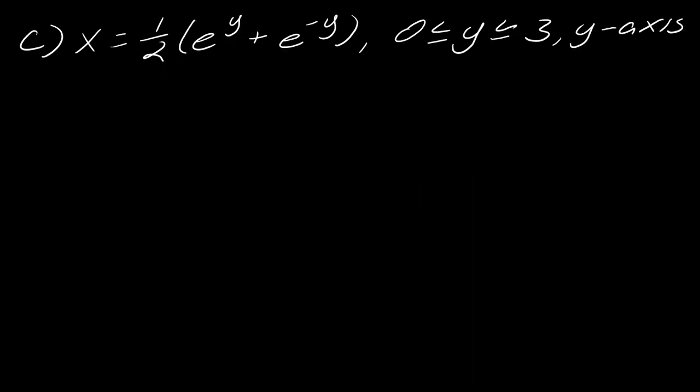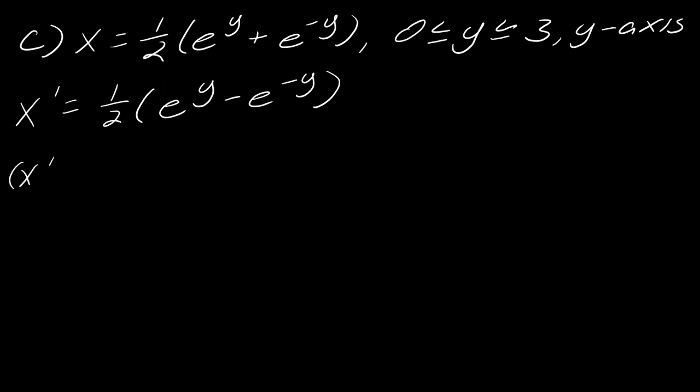Okay, so let's talk about one last fun problem here. I have x equals 1/2 (e to the y plus e to the negative y). Let's see, I'm going to go ahead and take the derivative. That's just going to be 1/2 (e to the y minus e to the negative y), using the chain rule. And so then I want to square that.